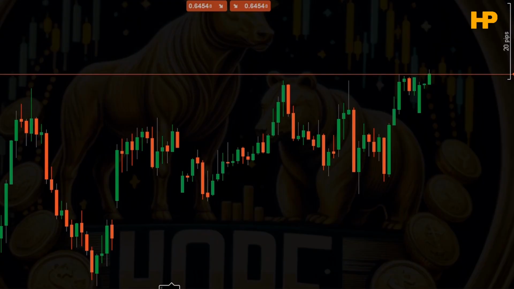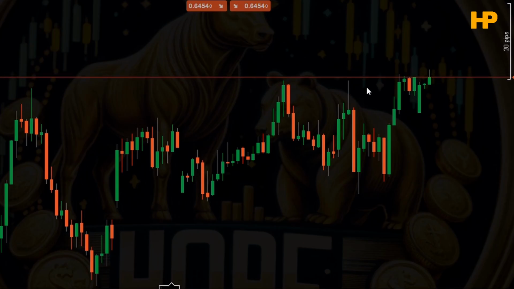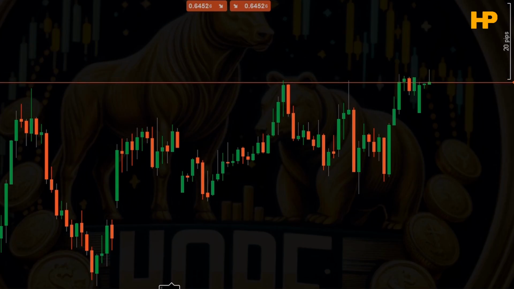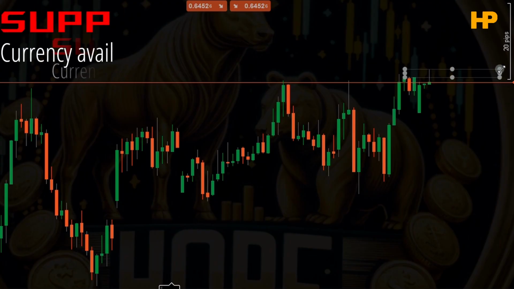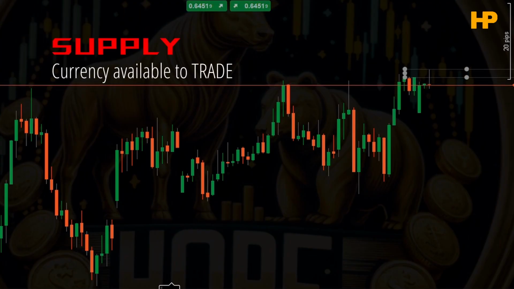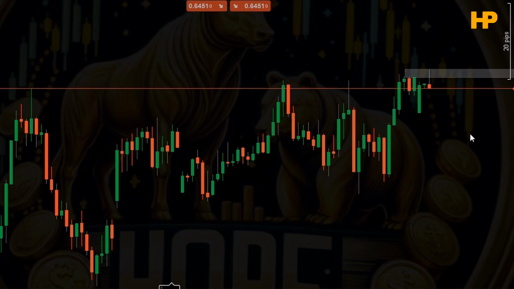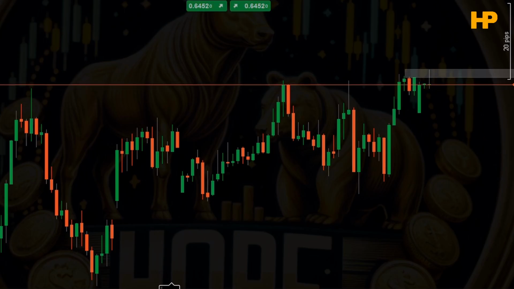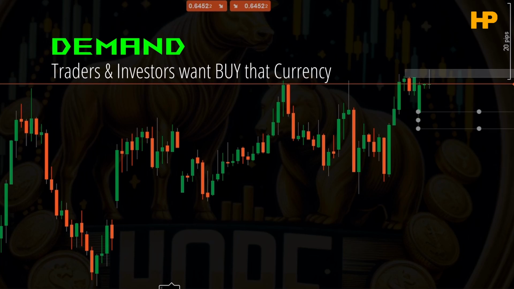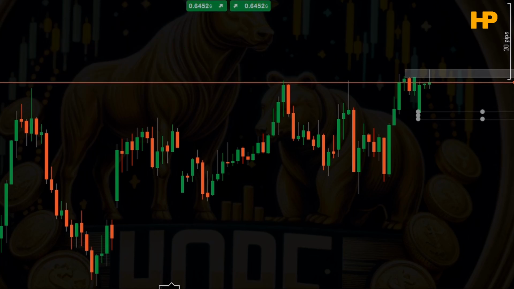Welcome back, traders. Let's kick things off with the core of today's topic, supply and demand in forex trading. At its heart, supply is the amount of a currency available to trade, like the US dollar or euro floating in the market. When there's a ton of a currency ready to be exchanged, supply is high. Demand, on the other hand, is how much traders and investors want to buy that currency. High demand means lots of buyers are eager to get in.